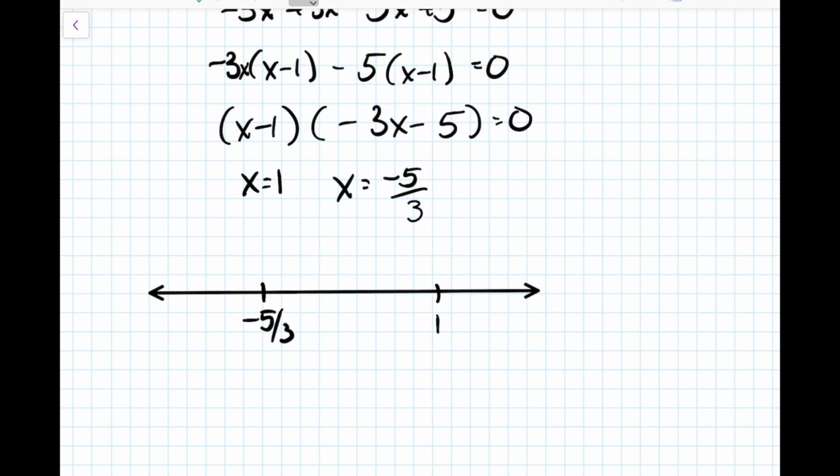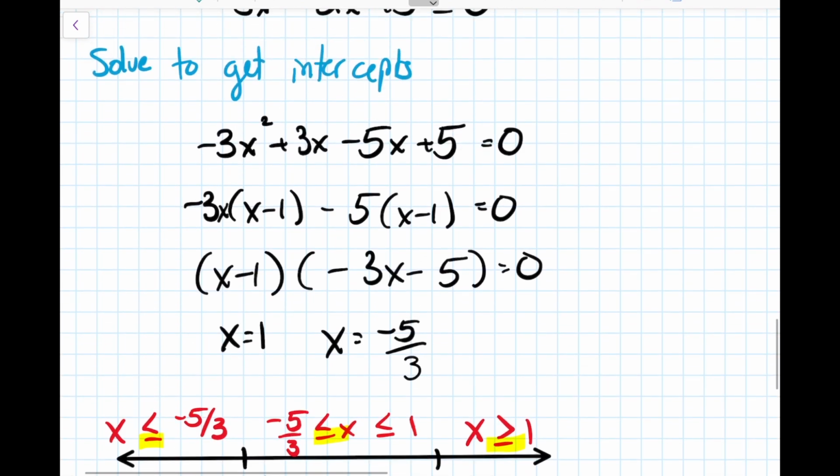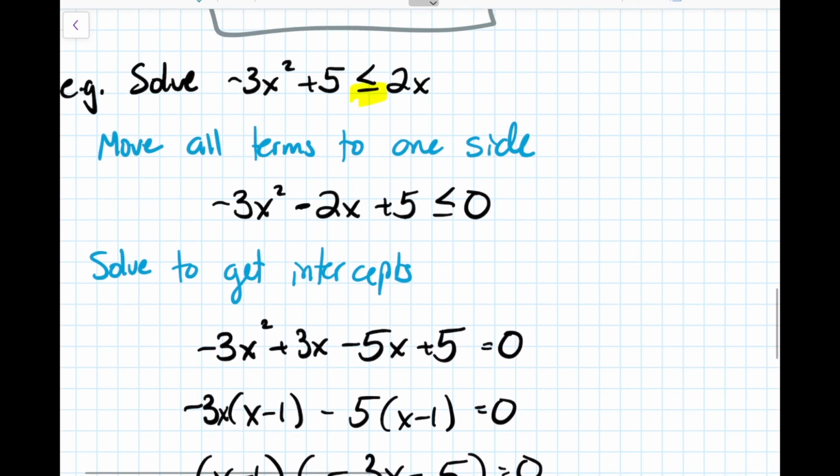The section on the right is all the x values that are greater than or equal to 1. The section on the left is all the x values that are less than or equal to -5/3. And that's how this is always going to work. The section on the left is always going to be less than your smaller x-intercept. The section on the right is always going to be greater than your larger intercept. And the section in the middle is always going to be in between them. So in this case, that's where -5/3 ≤ x ≤ 1. Remember, the reason I have all of these equals on these inequalities is just because the original inequality up here had it as well. So we're just being consistent.